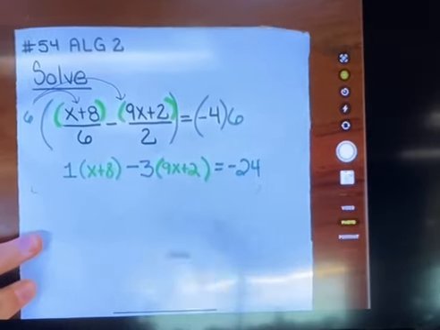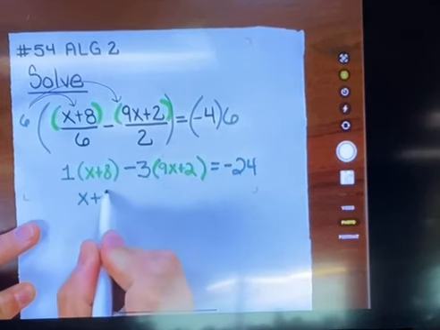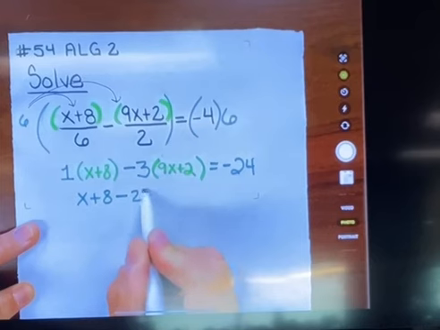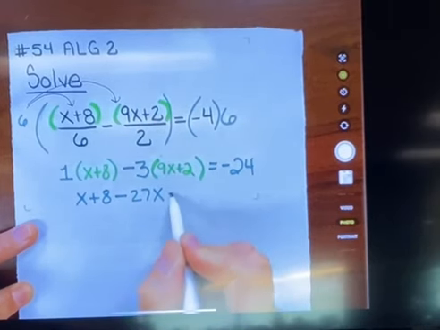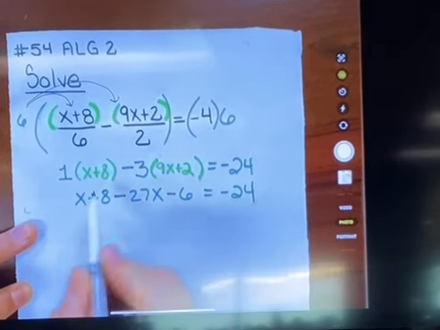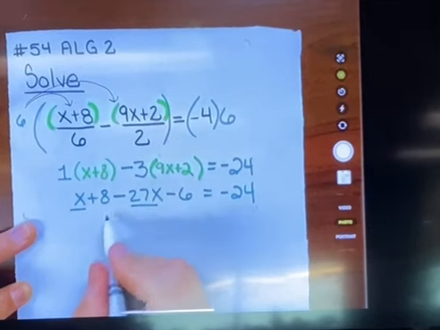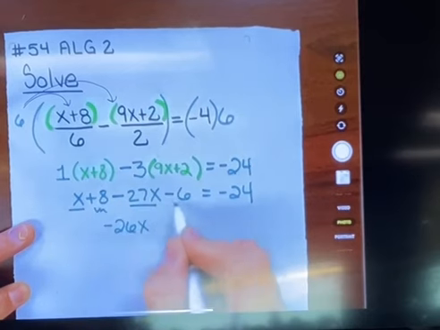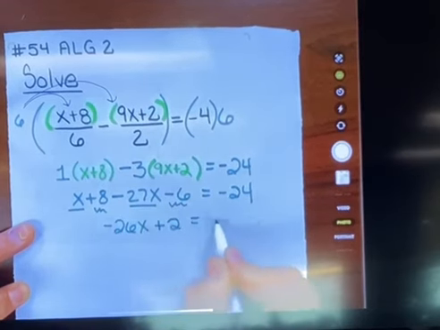From here, it's pretty straightforward. If I distribute the 1 through, I have x plus 8. Negative 3 times 9x is negative 27x. Negative 3 times positive 2 is minus 6 equals negative 24. These are on the same side, so I'm going to combine them. x and negative 27x makes negative 26x. 8 and negative 6 are on the same side, so that makes plus 2.